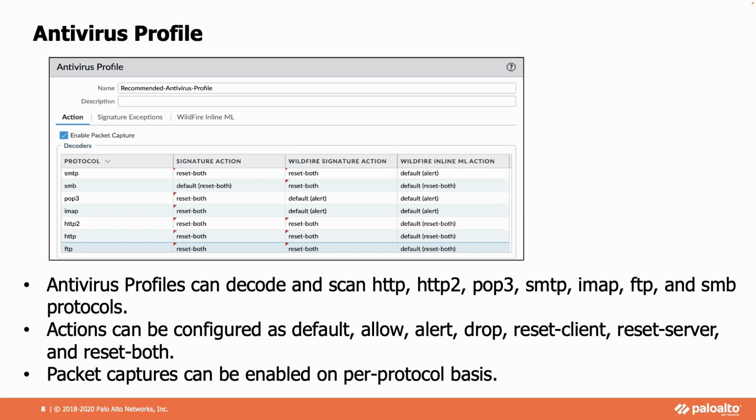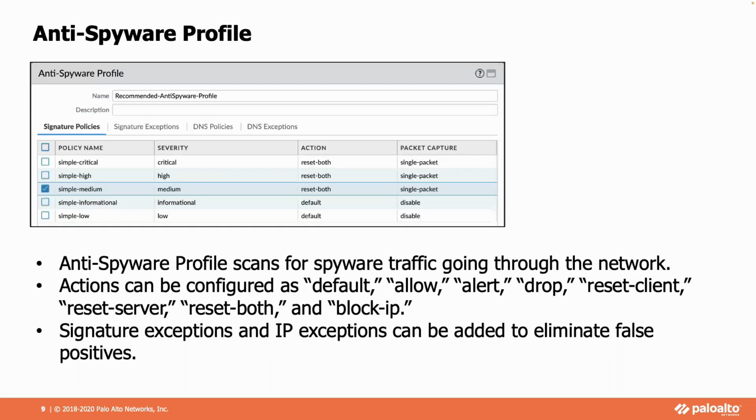Now, we also have spyware protections. And again, these are signature based. There are several families of spyware, including our protections for things such as compromised users and command and control traffic going in and out. And we're going to talk just a bit about that.